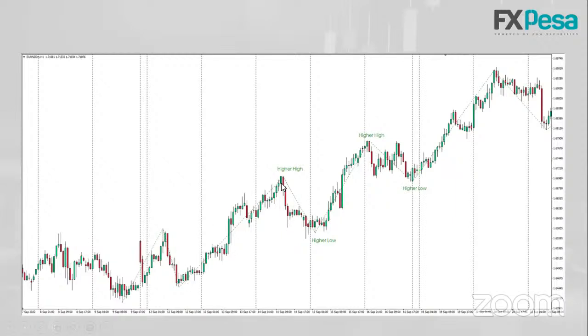So the market would rise and fall in a zigzag pattern, ascending higher and higher over time. So the peaks are called higher highs and the low points are called higher lows.